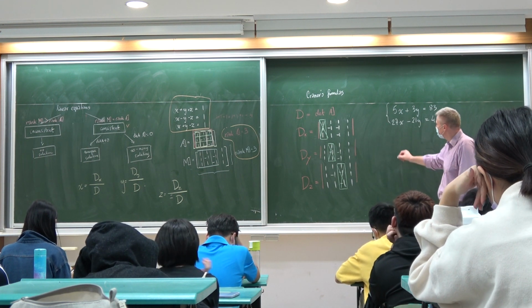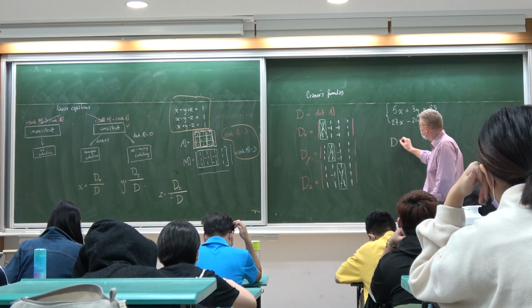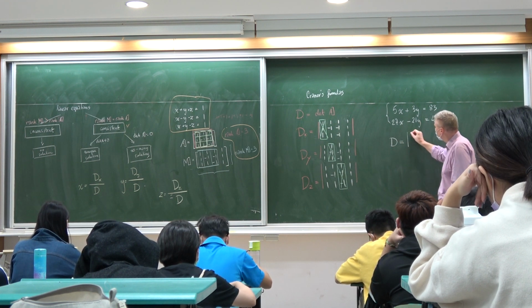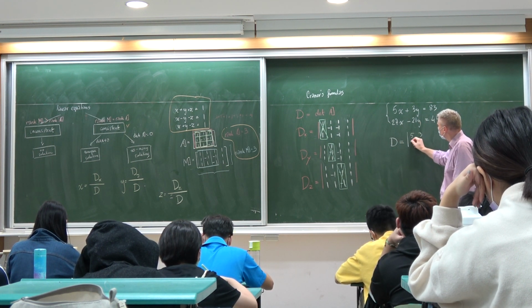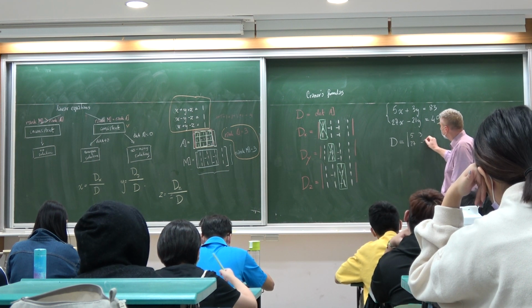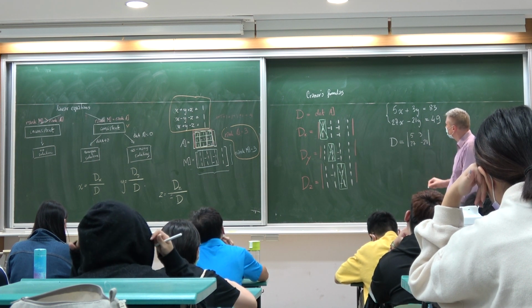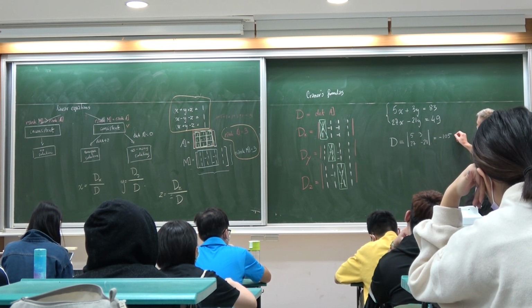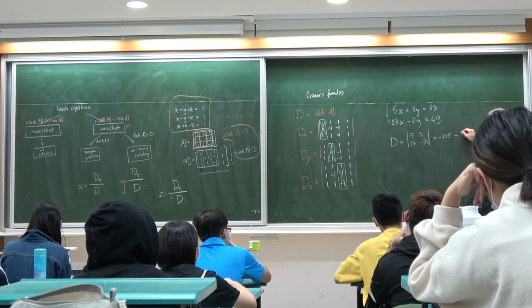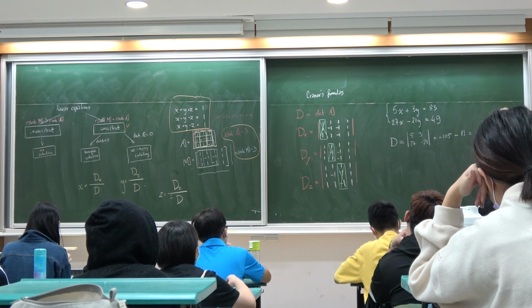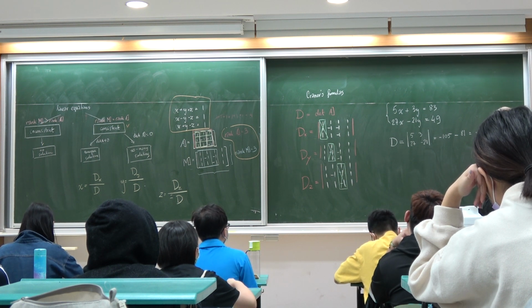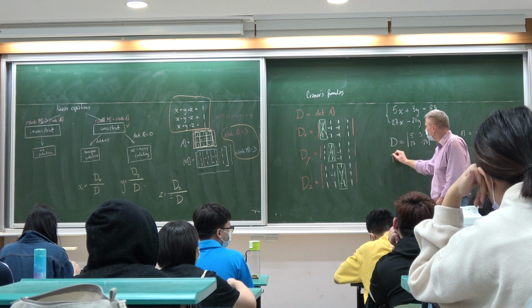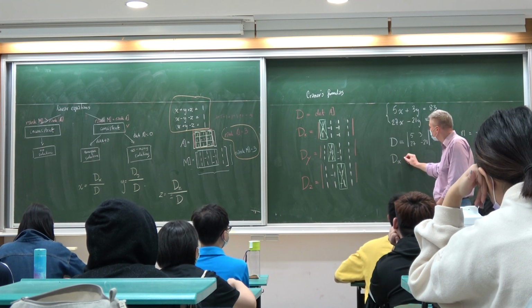In this case, we are calculating D. That's a determinant 5, 3, 27, minus 21. And this is minus 105, minus 81. So together it's minus 186.